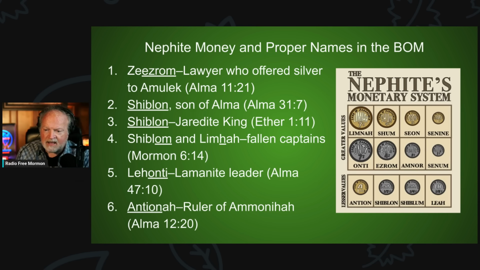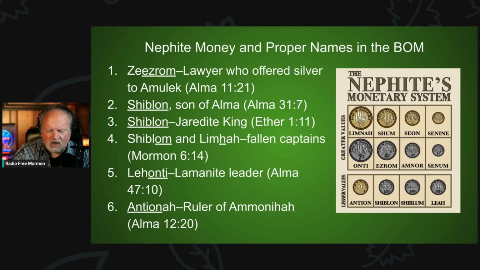So the Nephite money and proper names in the Book of Mormon, we have several examples. Number one is Zeezrom. He's the lawyer who offered silver to Amulek, the 6 antis, remember? In Alma 11:21. And Ezrom, if you look over here at this chart, Ezrom is one of the silver greater values. So his name is Zeezrom. You can see Ezrom is contained in his name. It is Z with Ezrom in it.